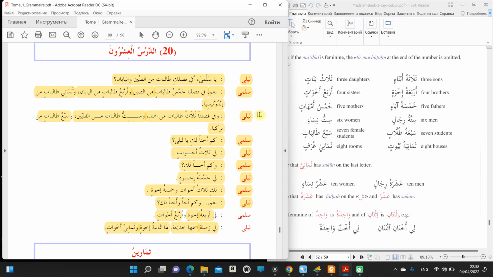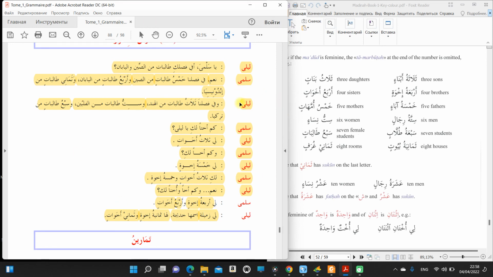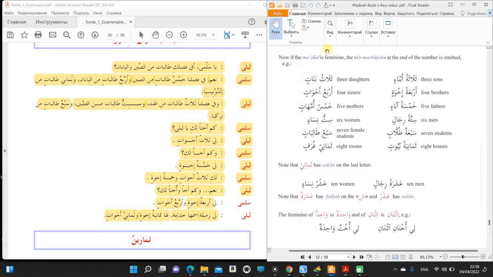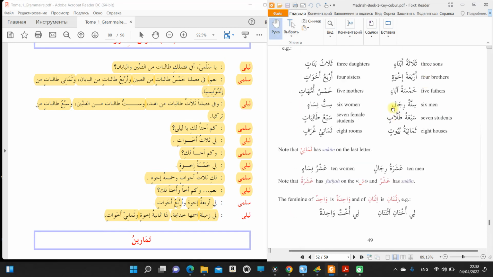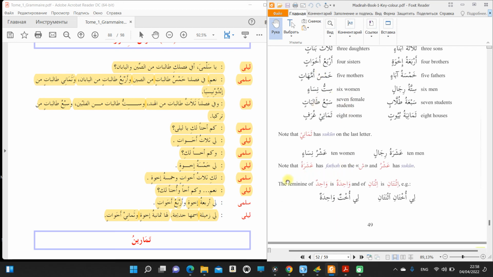So yeah, do your homework, read this dialogue at least 5 times, write down all the numbers, whether the ma'dud is feminine or masculine, see the difference, have a good understanding of what the difference is, and take a look at these numbers also, like wahid, wahida, ithnan, and ithnatan. Write them down and think thoroughly about the difference between them.